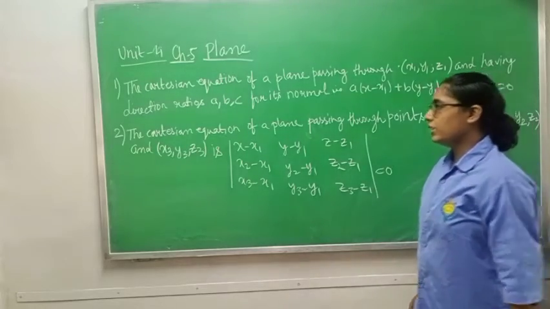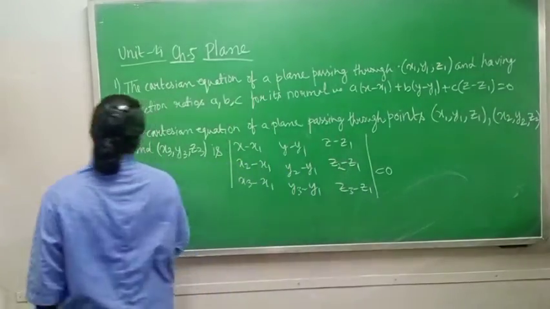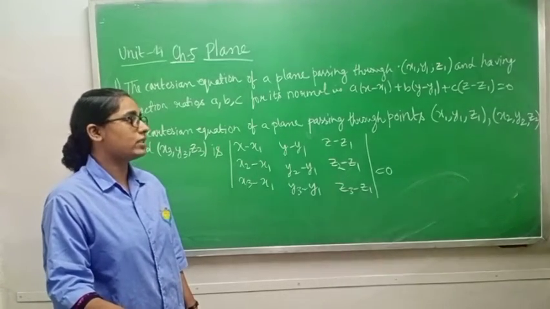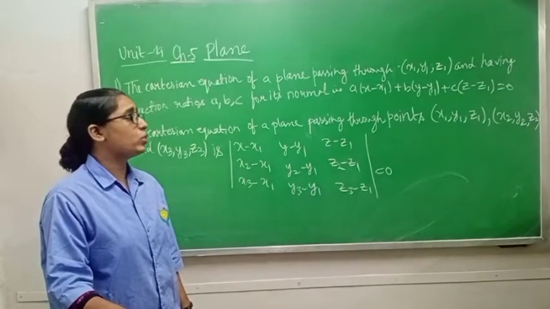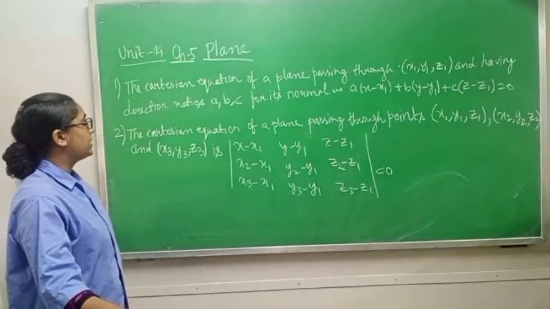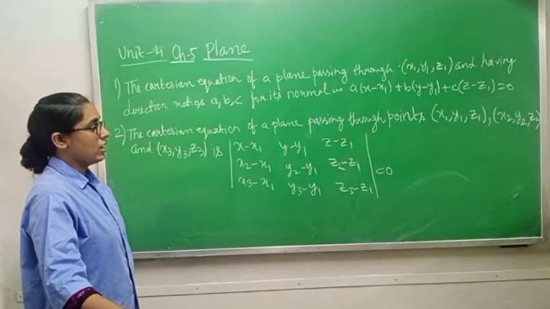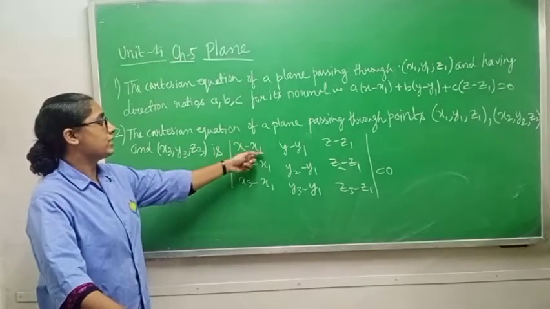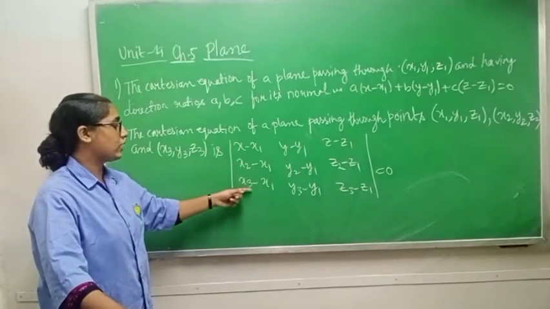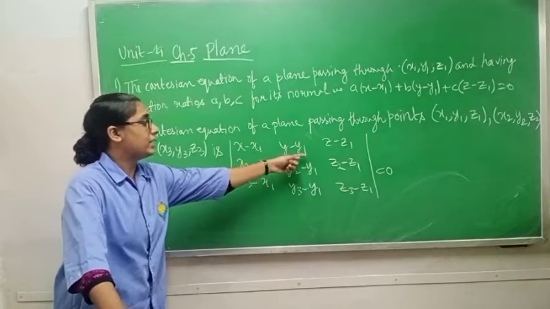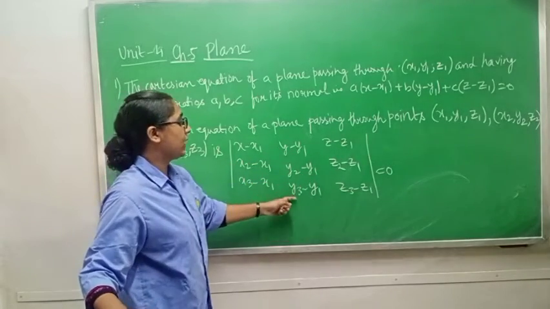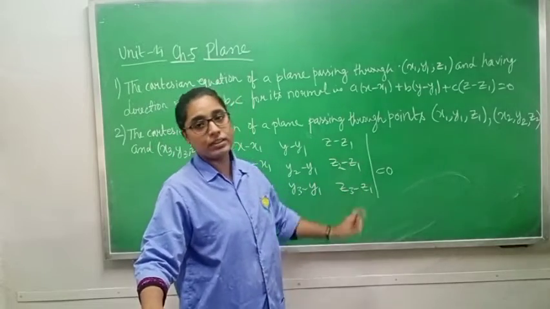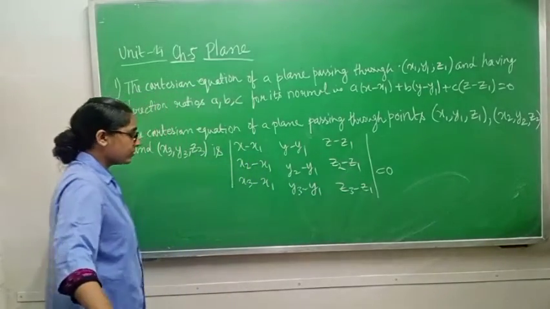Now the second point is: the Cartesian equation of a plane passing through points (x1, y1, z1), (x2, y2, z2) and (x3, y3, z3) is the determinant of x − x1, x2 − x1, x3 − x1; y − y1, y2 − y1, y3 − y1; z − z1, z2 − z1 and z3 − z1, equal to 0.